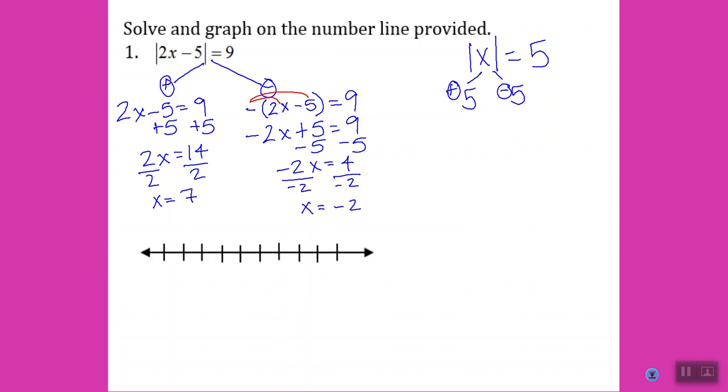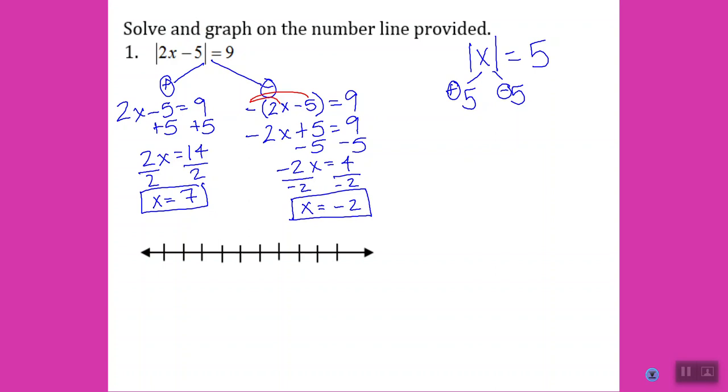Now we're going to plug these in to check our solutions. If we plug in 7 for x, 2 times 7 is 14. 14 minus 5 is 9. The absolute value of 9 is equal to 9. So that one's good. 2 times negative 2 is negative 4. Minus 5 is negative 9. And the absolute value of negative 9 is positive 9. So negative 2 also works.